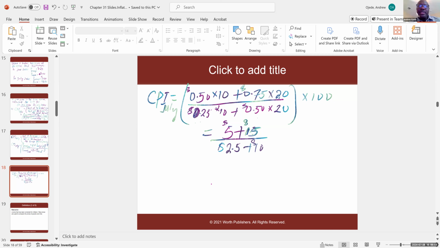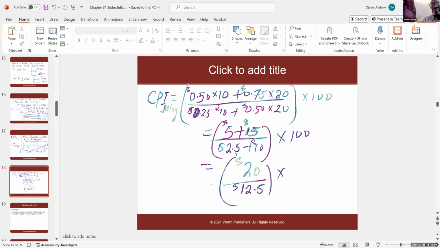Let's check just to make sure. We know 0.5 times 10 is 5. 0.75 times 20, that's 7.5 times 2, that's 15, that's correct. Then 0.25 times 10 is 2.5, that's correct. Then you multiply this by 100. So this is going to be equal to $20 on top divided by $12.50 times 100. So the dollar signs cancel. So it's going to be 20 divided by 12.5 times 100, which is the same thing as 2,000 divided by 12.5.